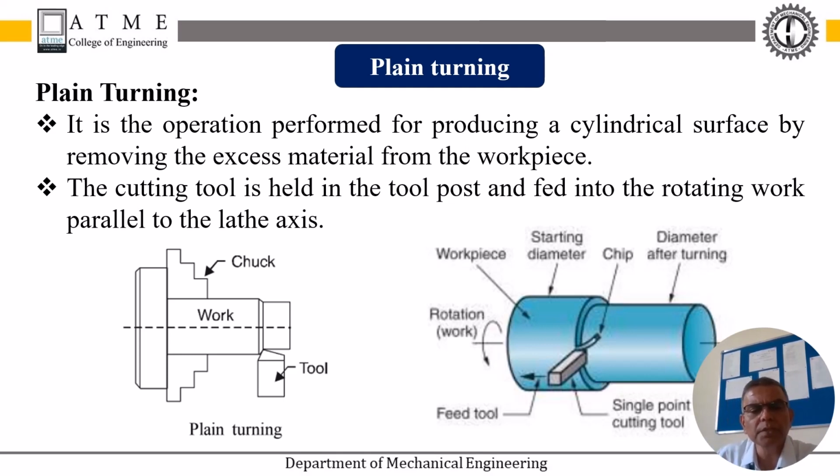So as I already told you, this operation is performed for producing cylindrical surfaces by removing the excess material from the workpiece. Here the cutting tool is held in the tool post and fed into the rotating workpiece parallel to the lathe axis. So thereby what will happen, the diameter of the workpiece gets reduced, and of course the material is removed in the form of chips. And here as I told you, the cutting parameters have to be carefully given to generate the machined surface, or to generate a new surface where the diameter of the workpiece gets reduced in a plane turning operation.